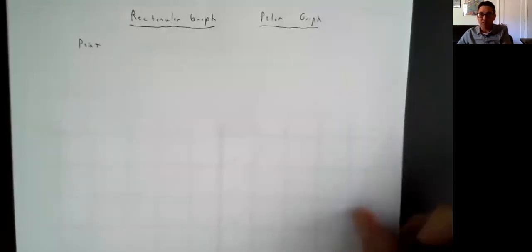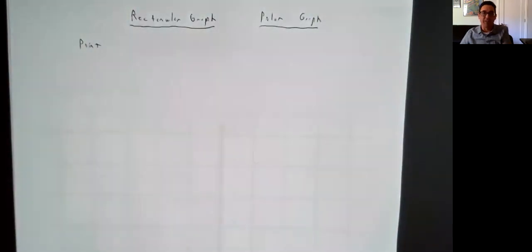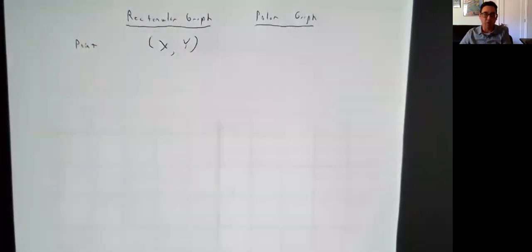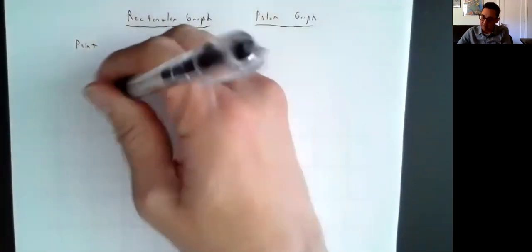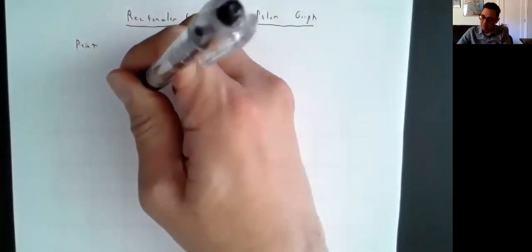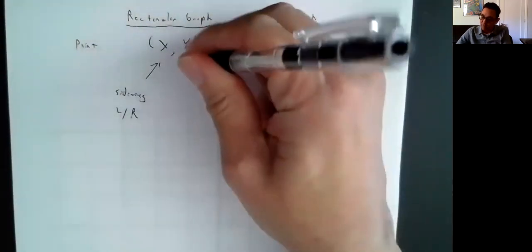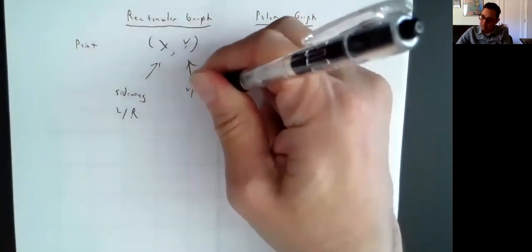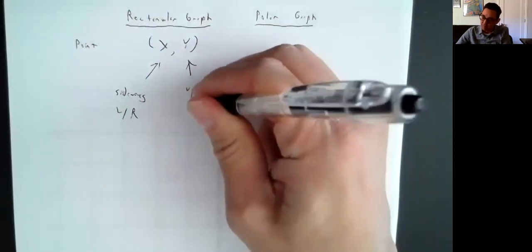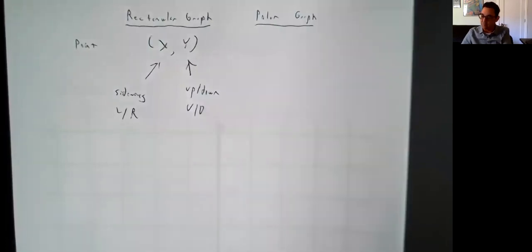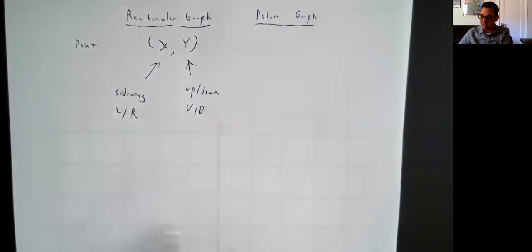All right. So in a rectangular graph, if you wanted to just mark a single point, you would call it the X and the Y. Points are called X and Y, where X represents the sideways number, how far you go left or right, and Y represents the up and down number. Between the two, it's kind of like Battleship. Between the two, you can mark any point on a grid.